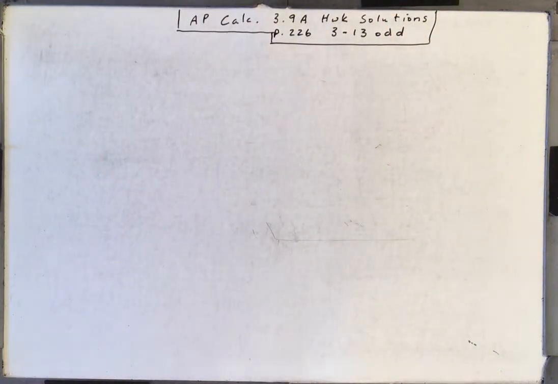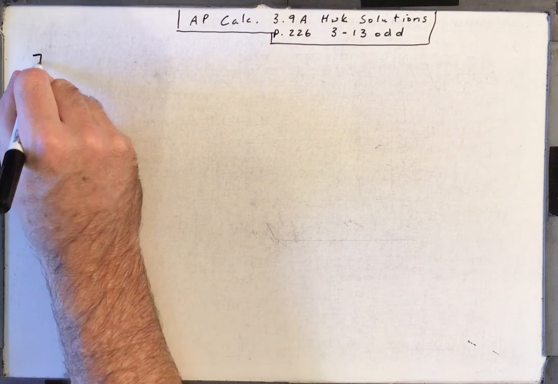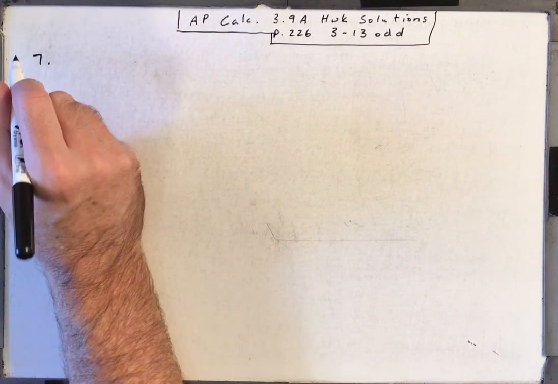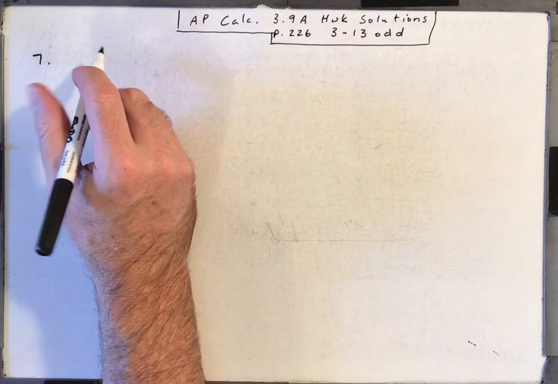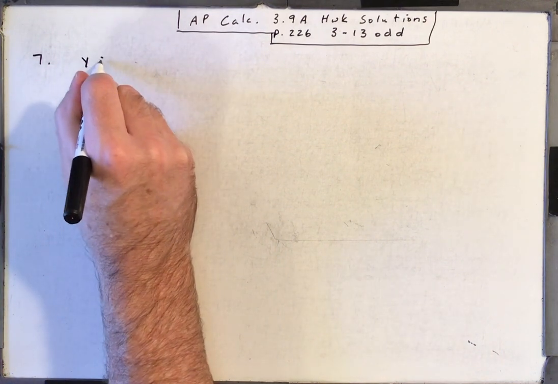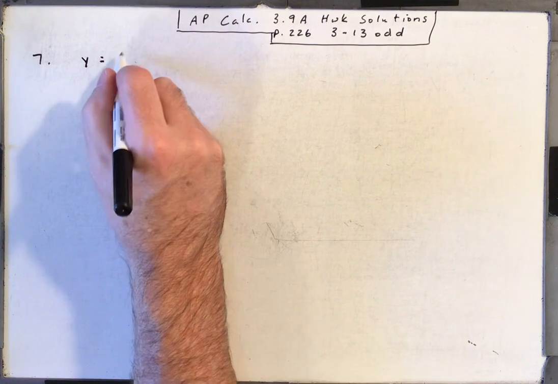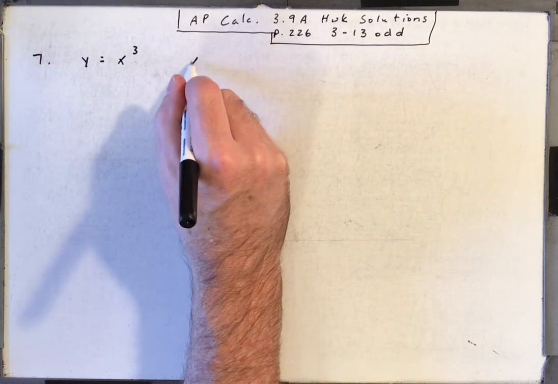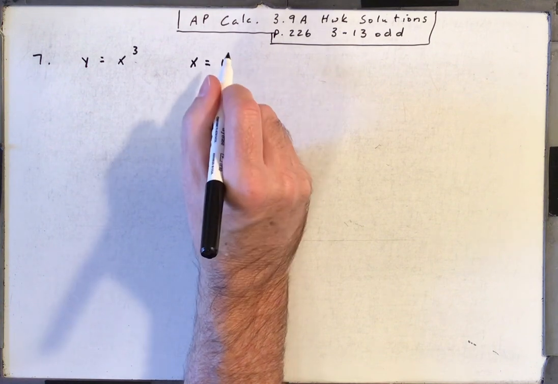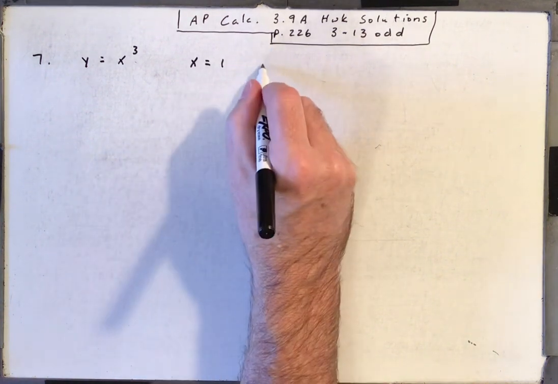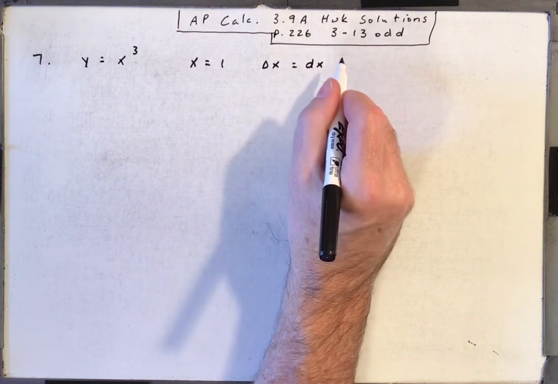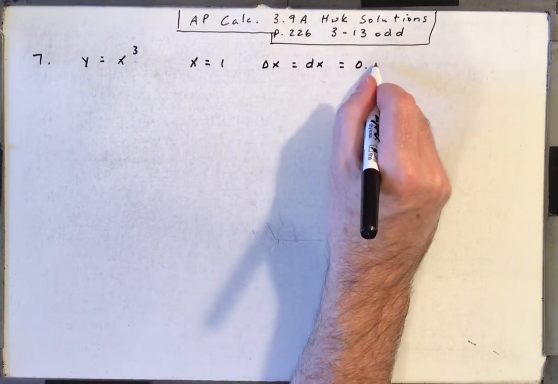Okay, the rest of them are going to be a little shorter. Those two were a little more tedious. So number 7, we want to use the information to evaluate and compare delta y to dy. So we have y is equal to x cubed. We have x is equal to 1. And delta x, which is dx, is equal to 0.1.